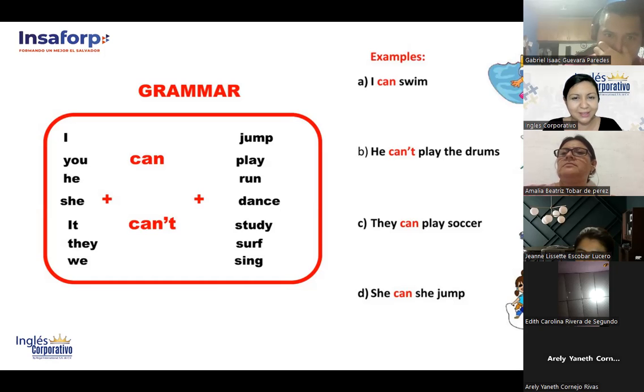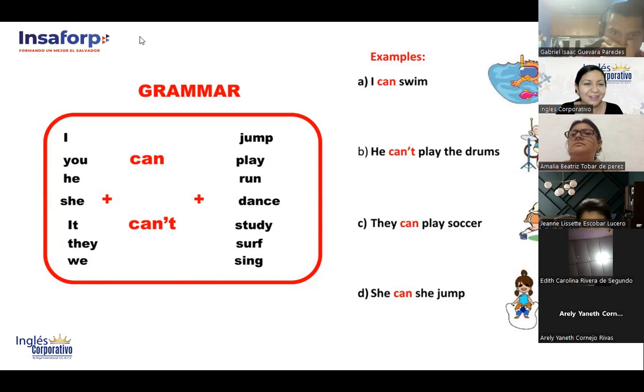Heriberto, you can't play soccer, but you said that you like soccer. I can swim, I can drive a car, I can sing, I can ride a motorcycle. Oh, nice. Briseida, you can sing. Can you sing in the class? We're gonna make a talent show.